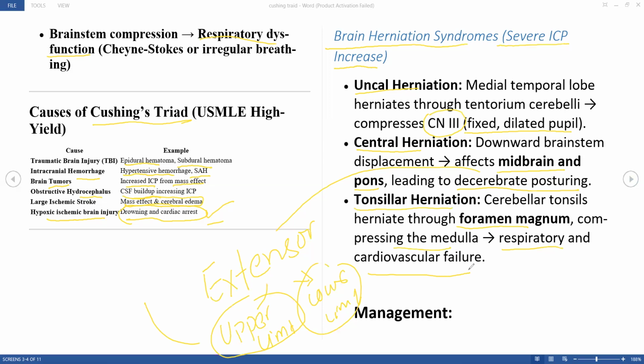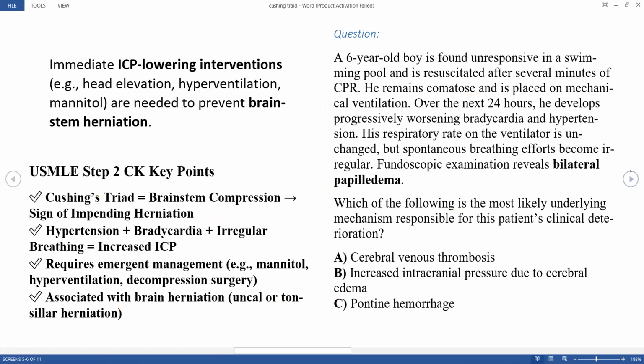So what is the management of this increased intracranial pressure? Management is definitely to decrease the intracranial pressure. Head elevation, hyperventilation, and mannitol are needed to prevent brainstem herniation. So why is lowering the intracranial pressure important? Because it decreases the risk of brainstem herniation.